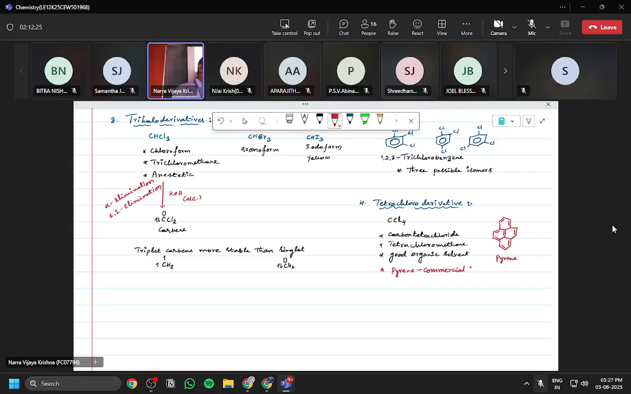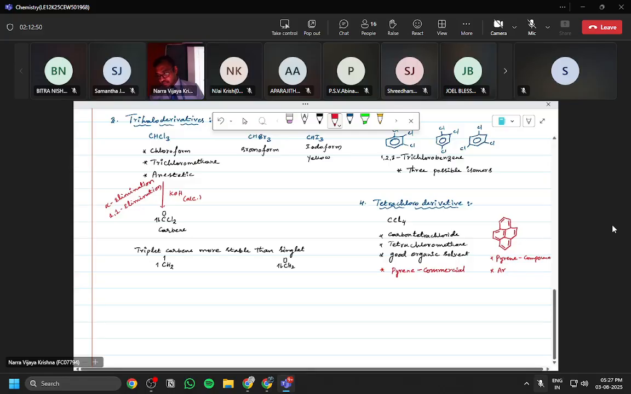Old JEE Mains question, sir. Which among the following is also called pyrene? They have not given this. Answer is CCl4. Nowadays, it is not called pyrene. Earlier, they used to call it pyrene, commercial name. This is the compound name. It is an aromatic compound. Pyrene compound. Aromatic.